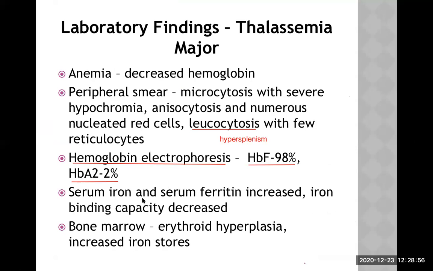Serum iron and serum ferritin levels are increased, because of excessive iron overload and increased storage of iron. But total iron binding capacity is decreased, exactly the opposite of iron deficiency anemia. Every student knows that. If you do bone marrow aspiration or bone marrow analysis, there is erythroid hyperplasia and there is increased iron store because of the overload condition. Let's move on.